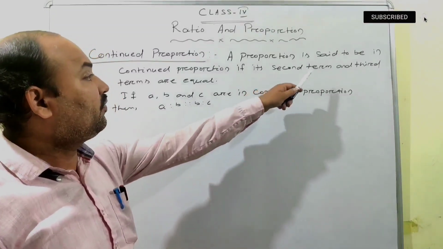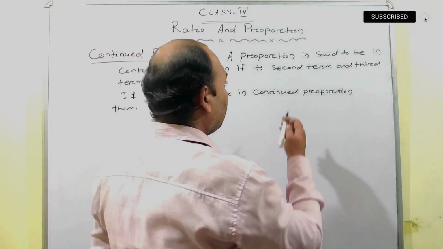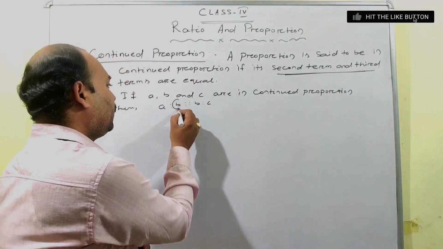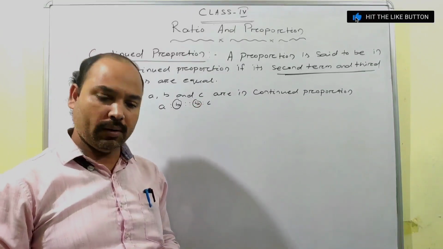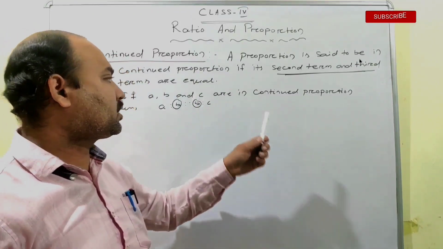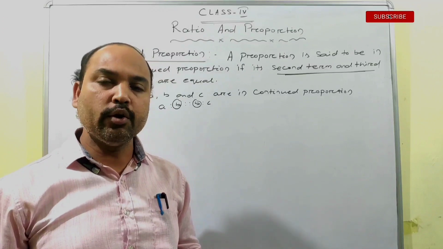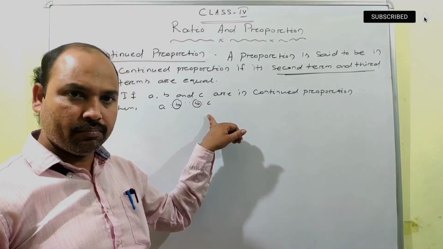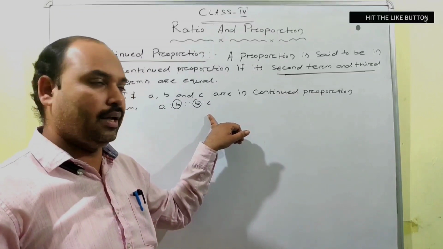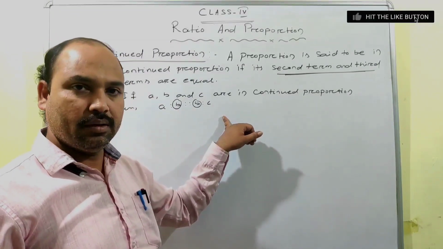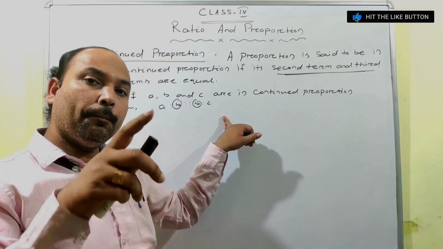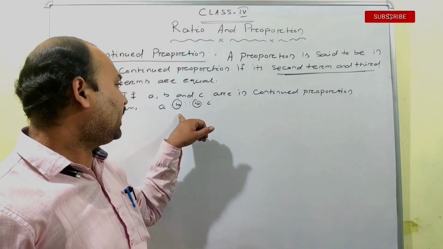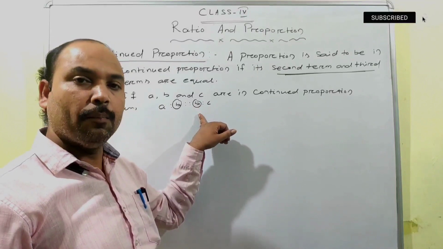Here we have the first, second and third term. The second term and third term are equal. That's why this type of proportion is known as continued proportion. Here a total of 3 different terms are there, A, B and C, but the term B is repeated 2 times. It means the second term and the third term are both equal.